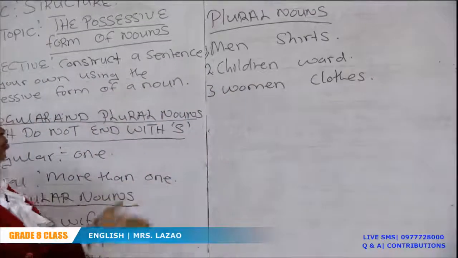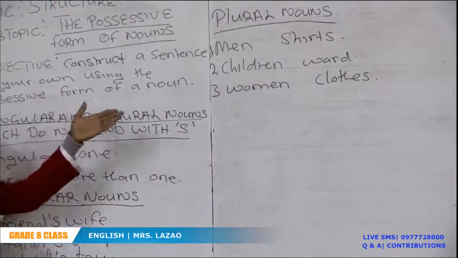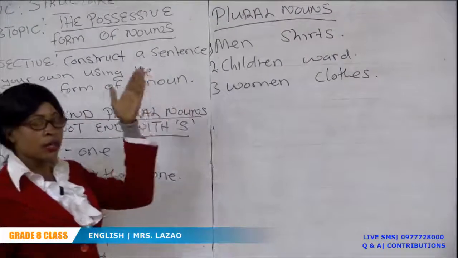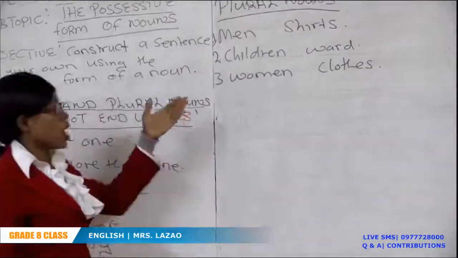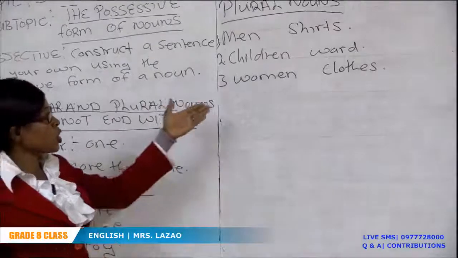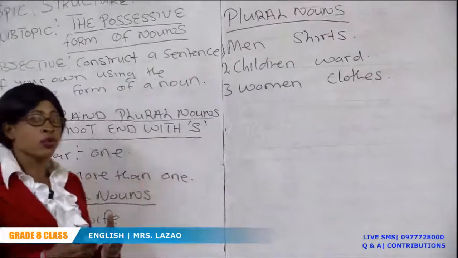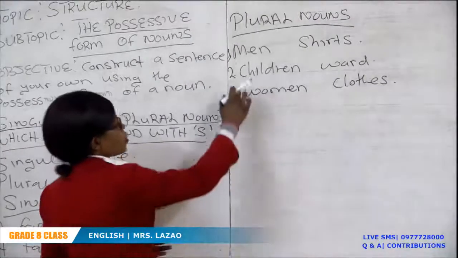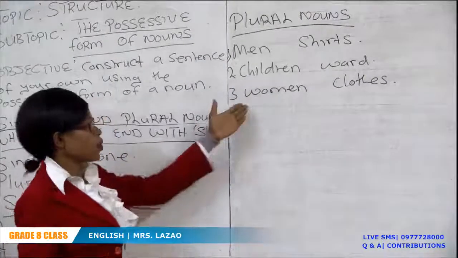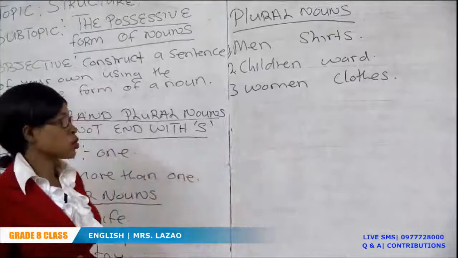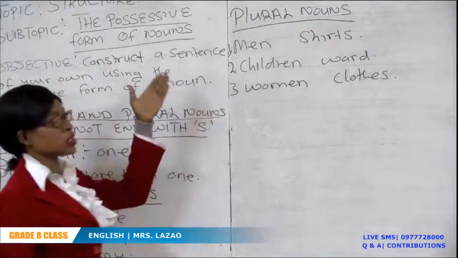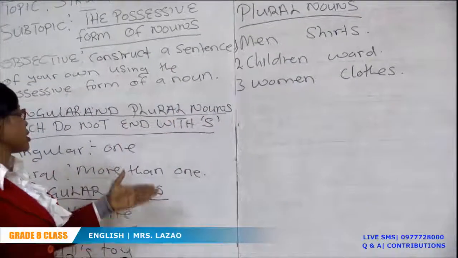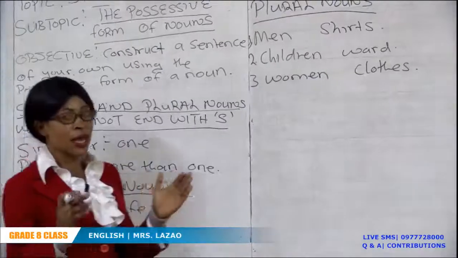Okay, how do we show possession to such words which are already in the plural form? Remember, men, it's a noun. Children, it's a noun. Women, it's a noun. So how do we show possession to such words which do not end with S?